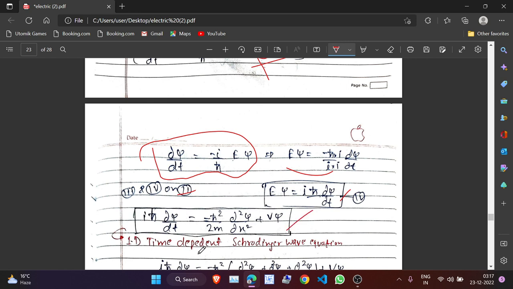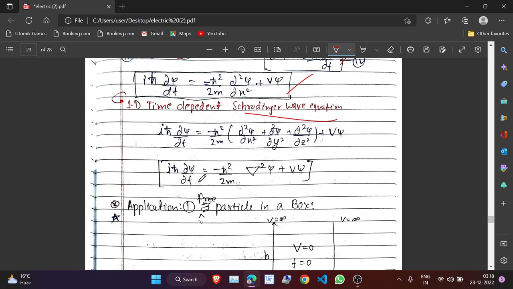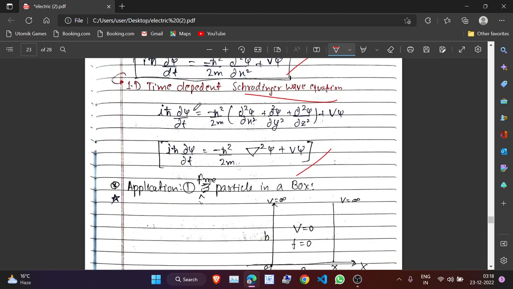This is the one dimensional time dependent Schrodinger wave equation. If I read the equation, it may seem awkward: i h bar d psi upon dt is equal to minus h bar square upon 2m into d square psi upon dx square plus d square psi upon dy square plus d square psi upon dz square, plus v psi. So we can conclude it as i h bar d psi upon dt is equal to minus h bar square upon 2m del square psi plus v psi. So here is the time-dependent Schrodinger wave equation.